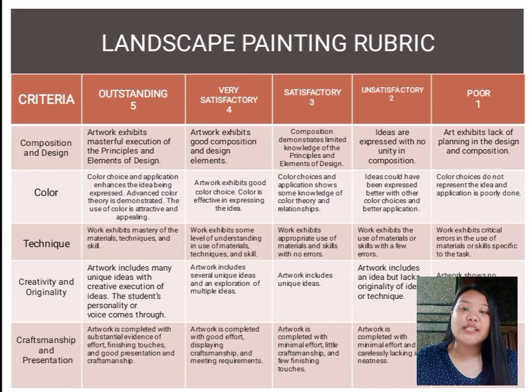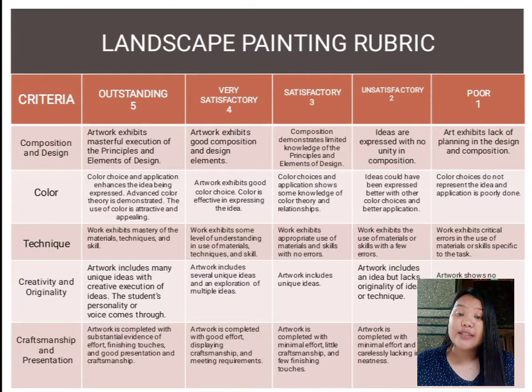And now I am going to have a quick discussion about artwork painting in the landscape painting rubric. So, the second criteria is color. But what is color? Color is the element of art that is produced when light striking an object is reflected back to the eye. That's the objective definition of color.